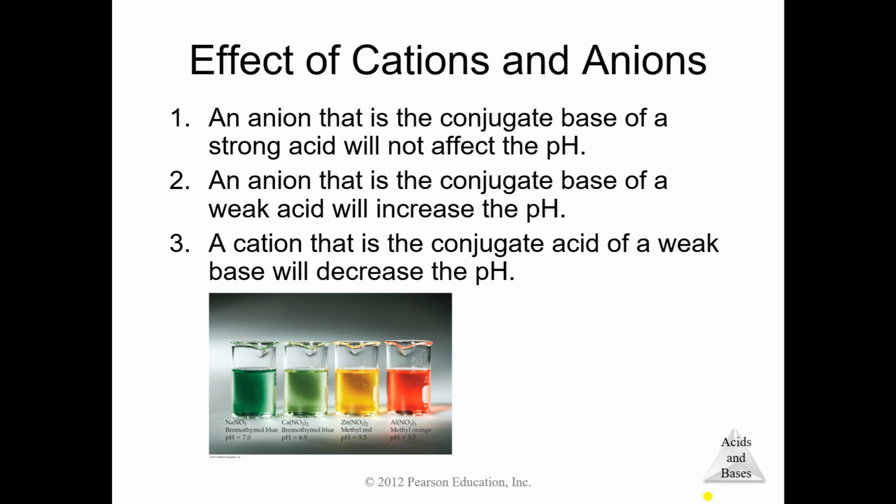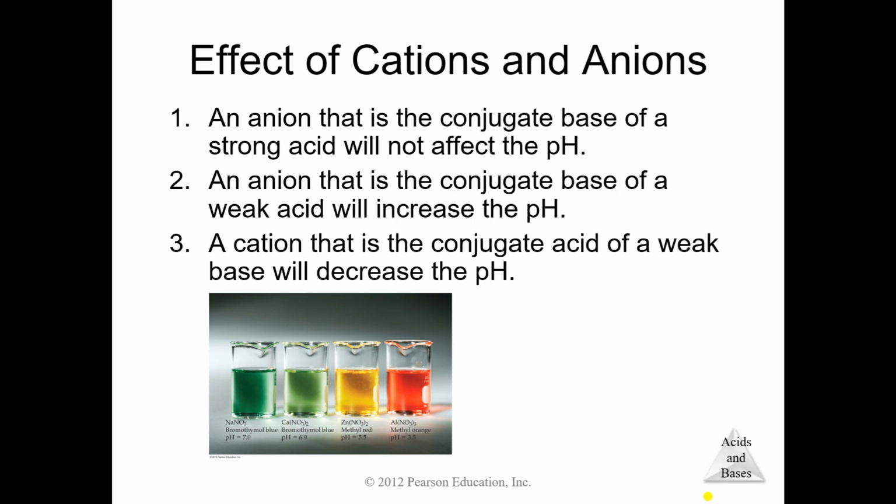So an anion that's the conjugate base of a weak acid does increase the pH. Now, when I say increase the pH, I'm referring to numerically the number. So if we have a conjugate base of a weak acid, that means that conjugate base is pretty strong. Remember, it's opposite. So weak acid, strong conjugate base, strong acid, weak conjugate base.